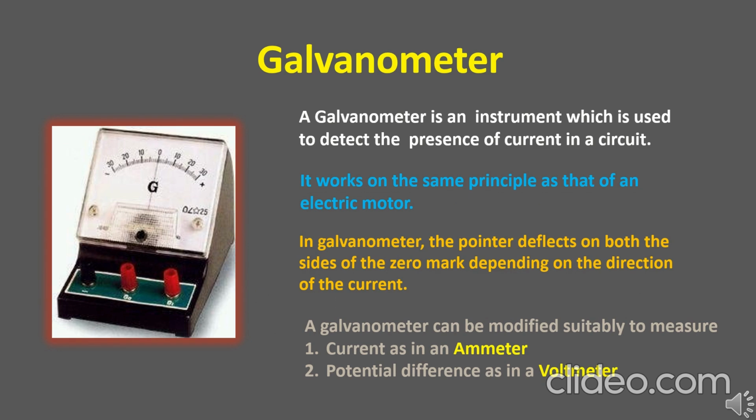In a galvanometer, the pointer deflects on both sides of the zero mark depending on the direction of the current. See in the diagram, you can see 0 is in the center and the readings are there on both the sides. So depending on which direction the current is flowing, the galvanometer will show the deflection. A galvanometer can be modified suitably to measure a current as in an ammeter, or to measure potential difference as in a voltmeter.